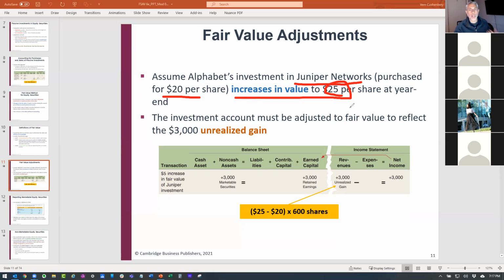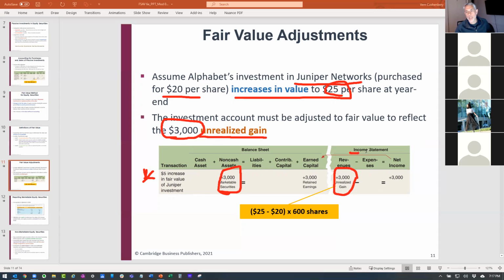We want to reflect that on our balance sheet when we get to the end of the year, because we know that we have 1,000 shares of stock and it just increased by 500, or I guess we now have 600 shares of stock, excuse me, because we sold 400. At any rate, the gain on that is $3,000. It's unrealized because we haven't sold it yet. So here's our journal entry.